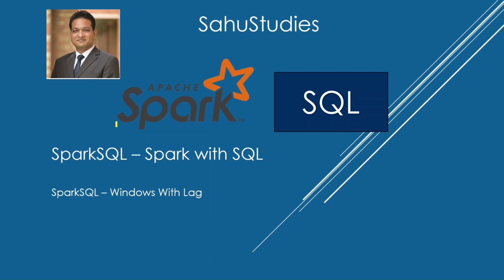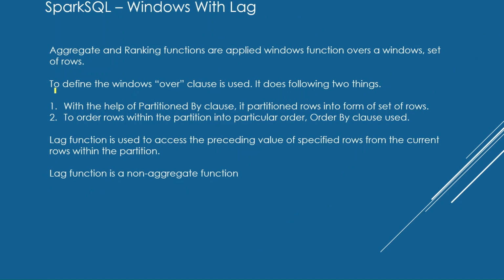In this video, we are going to see how the lag function works with window functions in Spark SQL. Generally, aggregate and ranking functions we can apply with the help of a window function. And what does the window function do? It creates sets of rows. So to define windows, we use the OVER clause in the query.